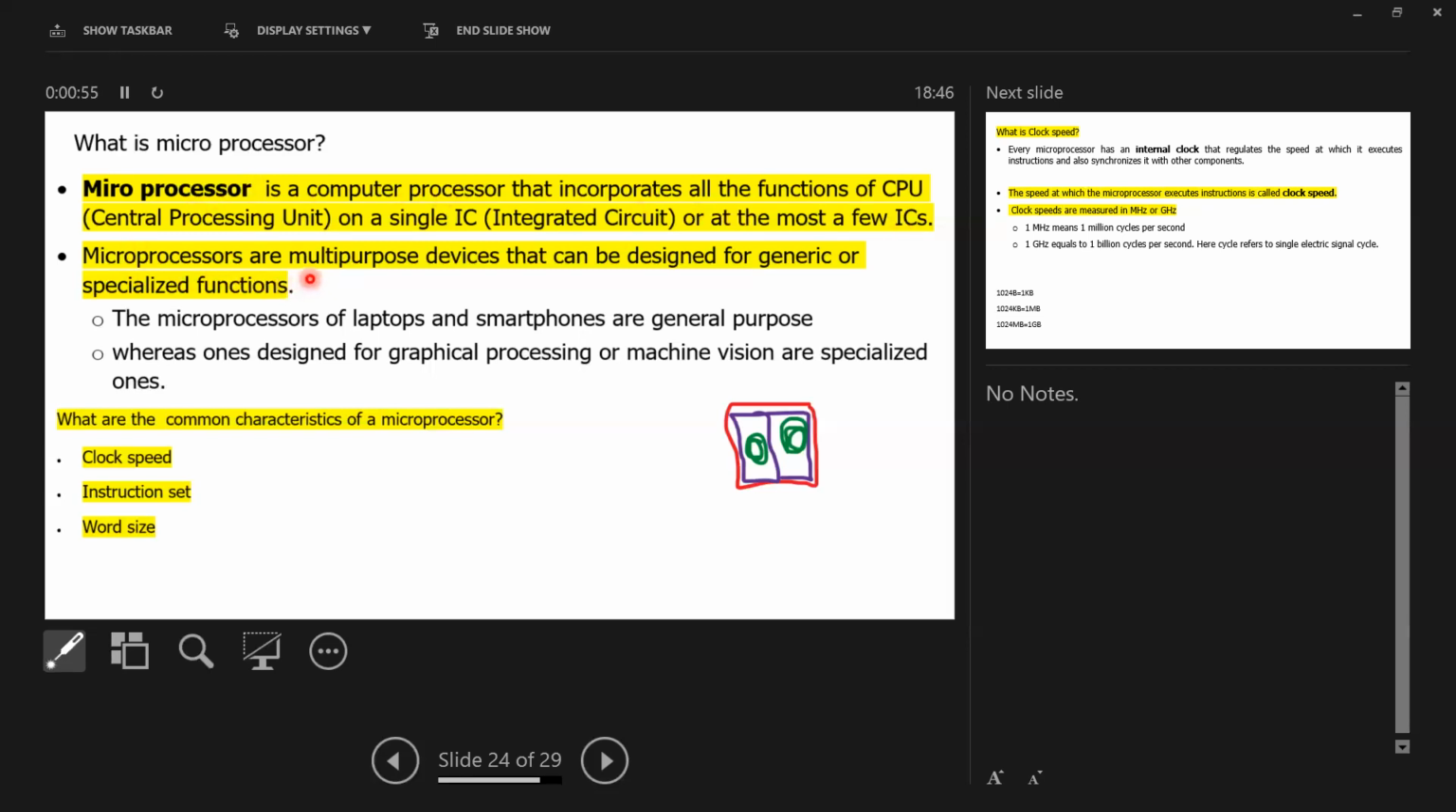Microprocessors are multi-purpose devices that can be designed for generic or specialized functions. A general function can be there, or a specialized function can be there.